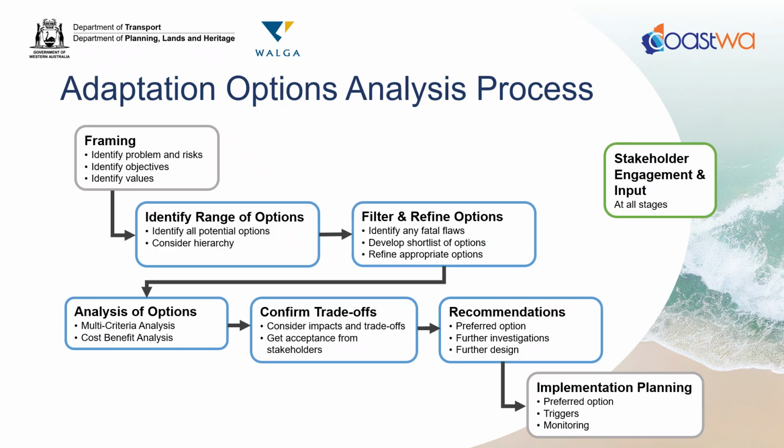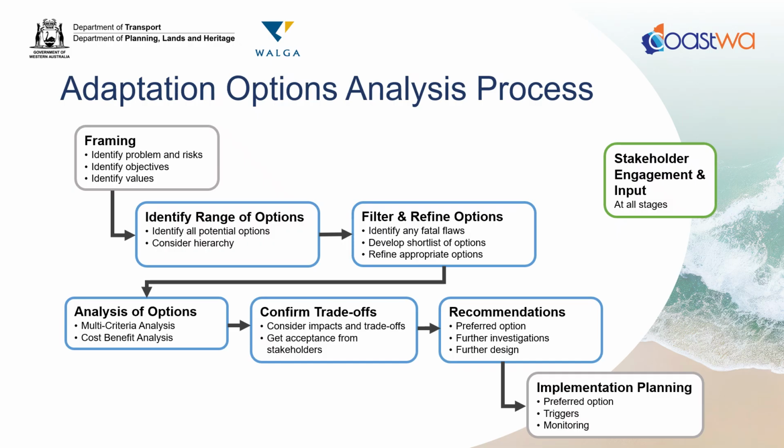So adaptation options analysis process has a number of steps. And it's really important that these steps are kind of worked through. So firstly, you kind of frame up or identify the problem which we're attempting to respond to. So we'd identify the objectives of the adaptation, we'd identify the values to be retained or achieved. We'd then start with identifying a range of options, and we'd start wide, so we start with identifying the full range of options, and we consider the hierarchy of options and which ones are more appropriate than others.